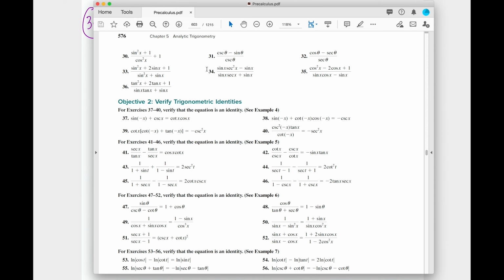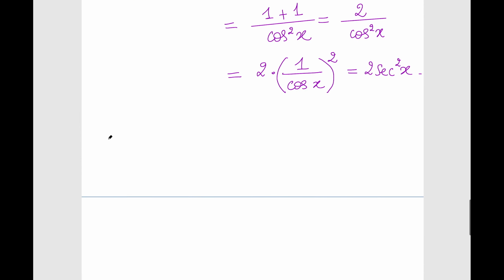34. Should I do 32? Let's do 32. Cosine theta minus sec theta divided by sec theta. This is 32. So I have cosine theta minus sec theta divided by sec theta, right?